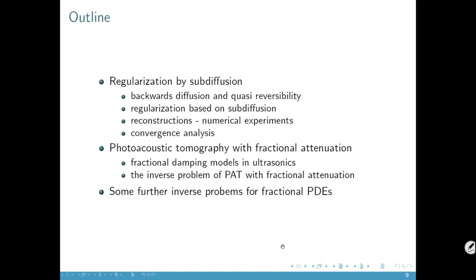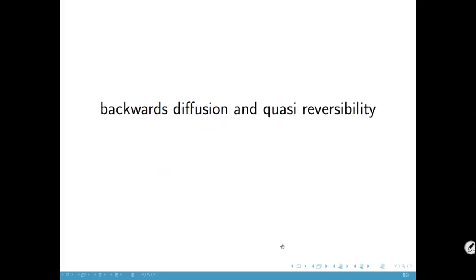Okay, there are these two problems here. That's the backwards diffusion equation and its regularization by replacing the time derivative by a fractional one. That's the first one. And the second one is photoacoustic tomography with fractional attenuation. And if time permits, which for sure will not be the case, I'm sorry, I thought about showing you some further inverse problems for fractional PDEs, but yes, let's see.